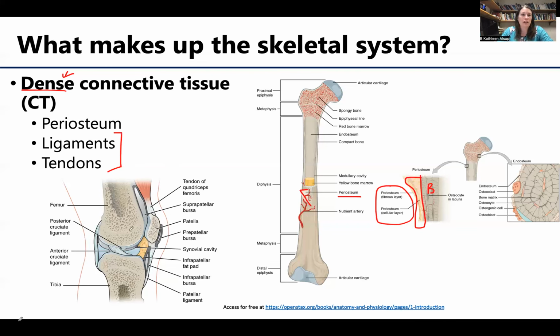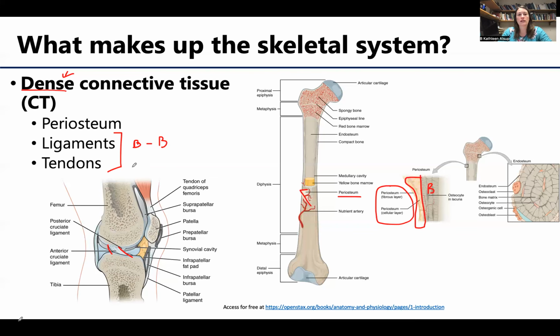Ligaments, and we can look over here, this is the side of a knee joint right here. Ligaments are going to connect bone to bone. All right. So bone to bone. So you're looking at the anterior cruciate ligament, or your ACL. That's going to go from the femur to the tibia. So attaching bone to bone, very important in terms of joints.